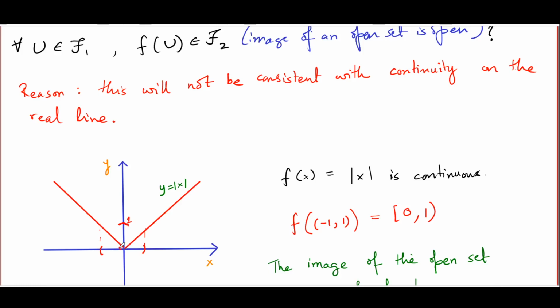In other words, 0 will of course be part of f acting on minus 1, 1. So f acting on minus 1, 1 gives us this interval 0, 1 which contains the point 0. Now it's easy to see that 0 is not an interior point of this interval. If you consider the point 0, any small open set around this, any ball around this point 0 will go outside this set 0, 1, because it will have to contain negative numbers as well.